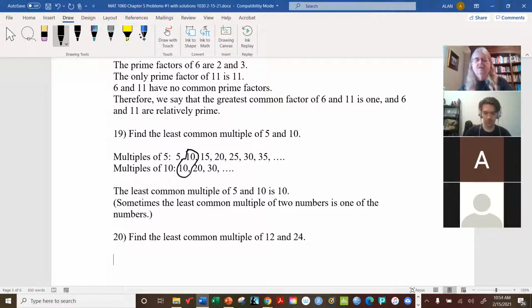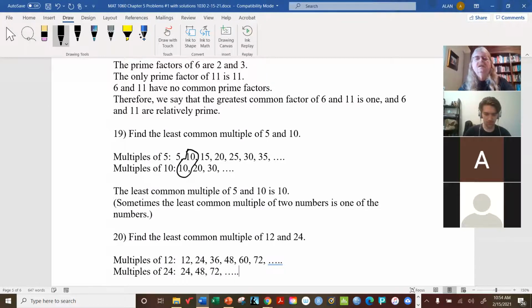All right, how about this one? The multiples of 12 are 12, 24, 36, 48, 60, 72, ... And then the multiples of 24 would be 24. Oh, look at that. I can already stop.